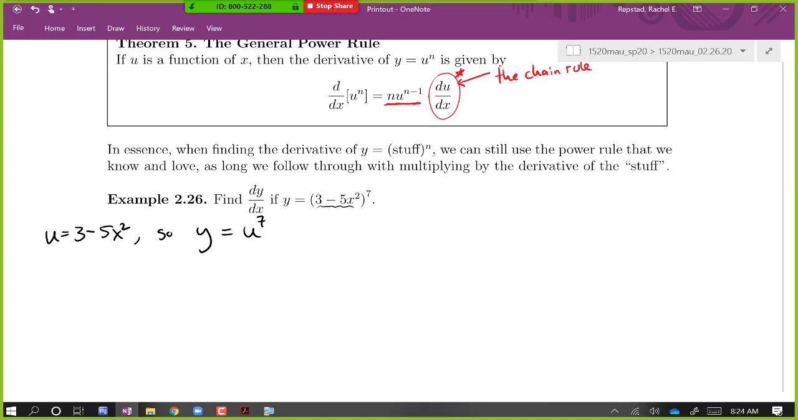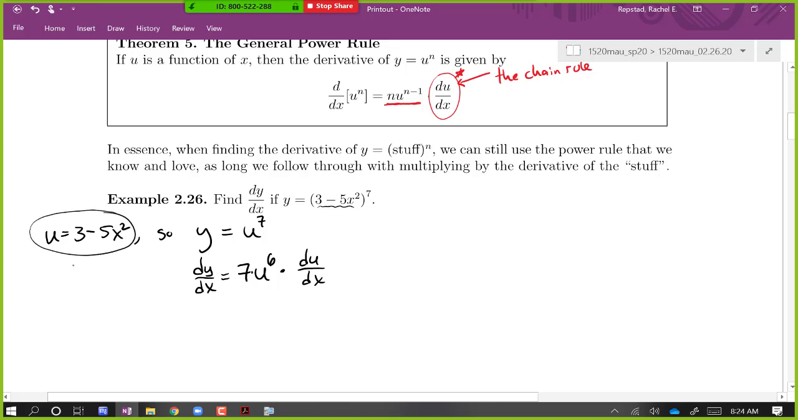Now, the general power rule says that dy dx, I can apply the power rule like I normally would here, right? u to the 7th, I would take the 7 down times u to the 6th. But now the power rule says times du dx. That's where I go over here and I say, okay, u is 3 minus 5x squared. So that is a du dx. What do we get for du dx here?